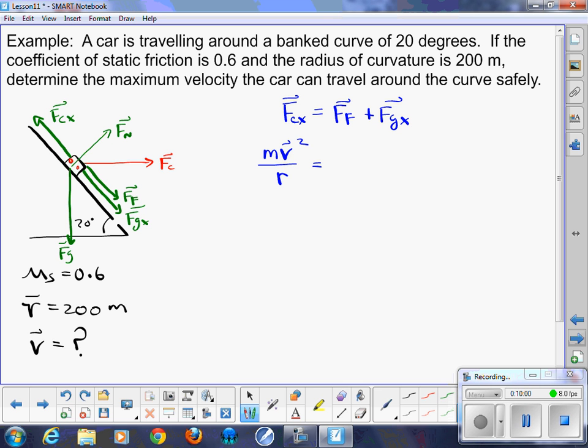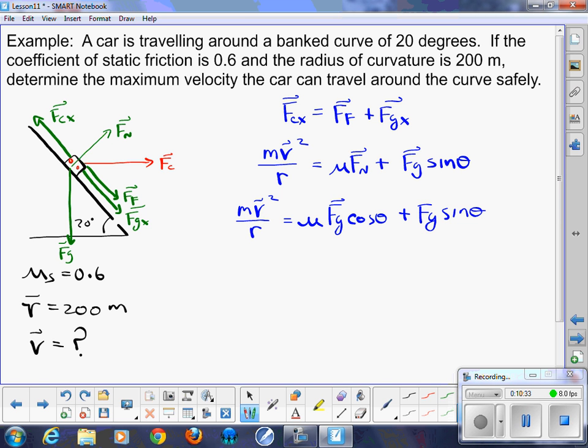Our force due to friction is our normal force multiplied by mu, plus our FGX, which is force due to gravity, and if I remember, it should be sine theta. So here we go. I'm not going to substitute any numbers quite yet. So mv squared over r is equal to mu times our normal force, which again is force due to gravity, Fg cos theta, plus Fg sine theta.